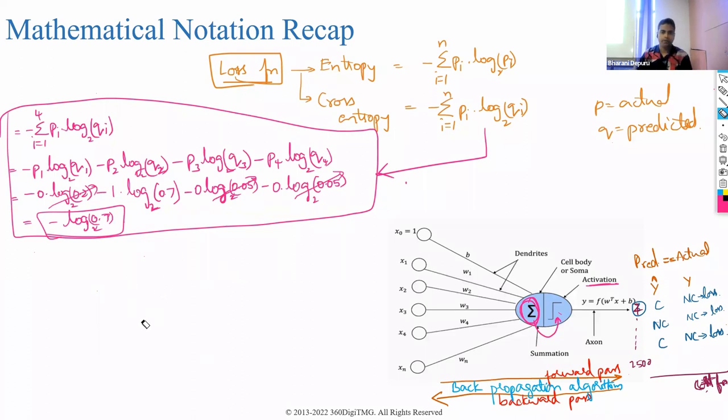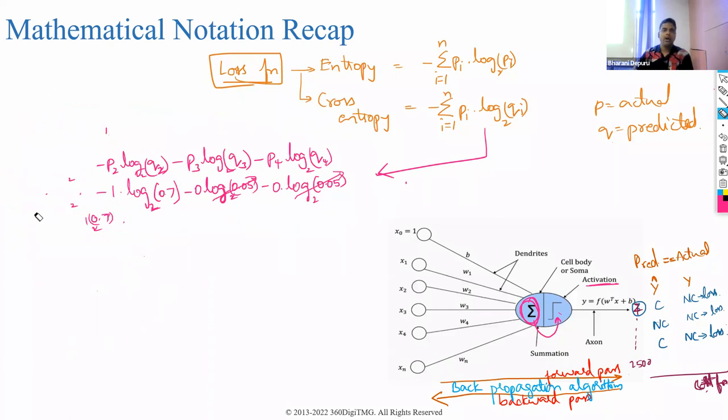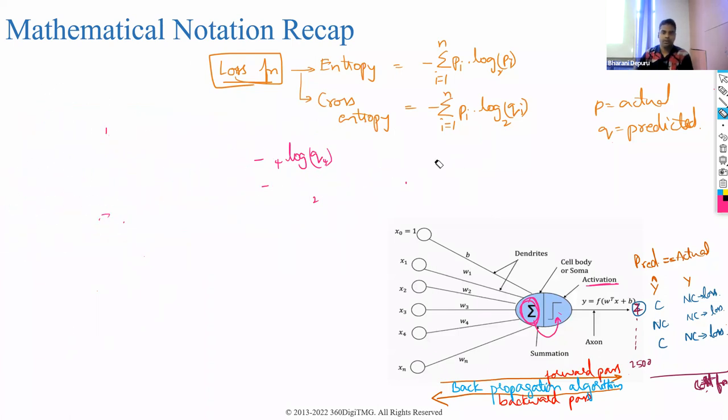Okay, a couple of other things. If your output variable is continuous, numeric, a continuous count, then we use something called mean squared error or root mean squared error as your loss function. Because when you have an output variable which is numeric, there is no comparison here. You have to subtract the actual value from the predicted value.